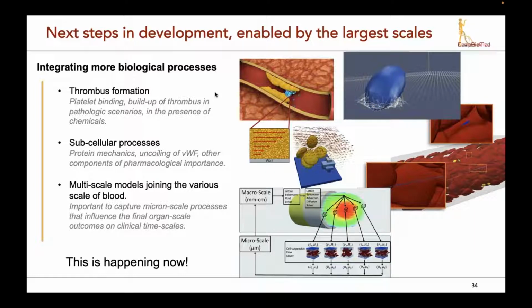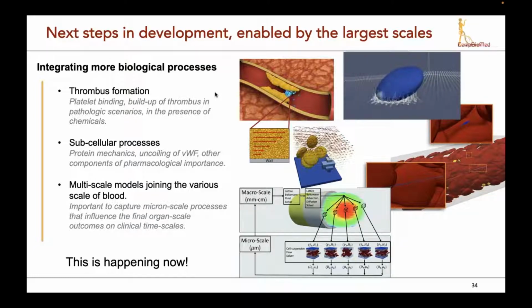So these questions reside on a clinical time scale of seconds, minutes. However, the components that play a major role in them are microscale processes. So they are on the level of platelets, of smaller proteins, and on the time scale of microseconds.